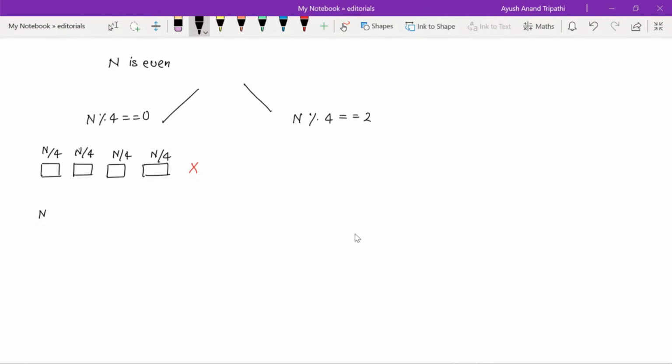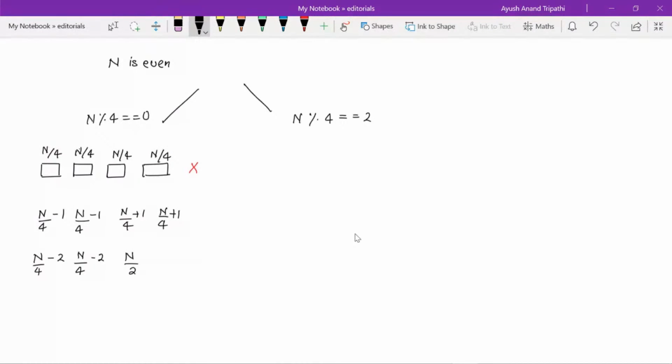So let's say n by 4 minus 1, n by 4 minus 1, right? These two parts are of the same length, then n by 4 plus 1, and again n by 4 plus 1. I am subtracting 1 from these two parts and adding 1 to these parts. Then the next possible configuration can be n by 4 minus 2, n by 4 minus 2, subtracting 2 and adding 2 in these parts.